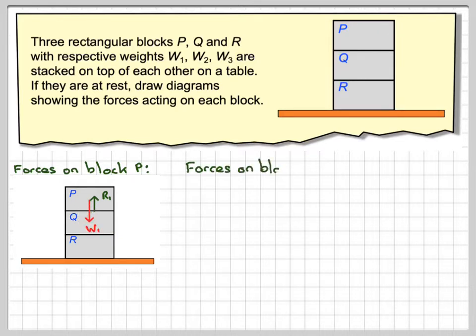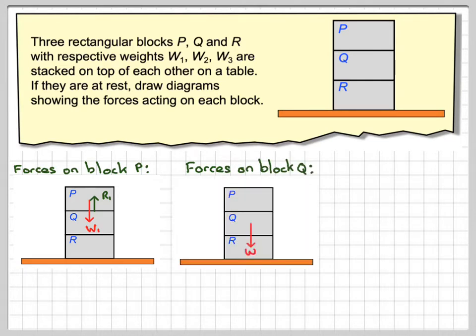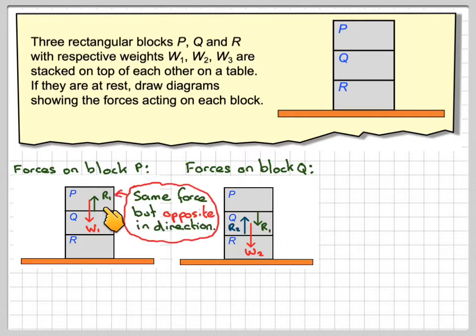Now, the forces on block Q. Again drawing the same diagram, we're going to have the weight W2 acting downwards, but we're going to have a reaction R2 acting upwards and a reaction acting downwards, which is opposite to this one here. So the same force but in the opposite direction.